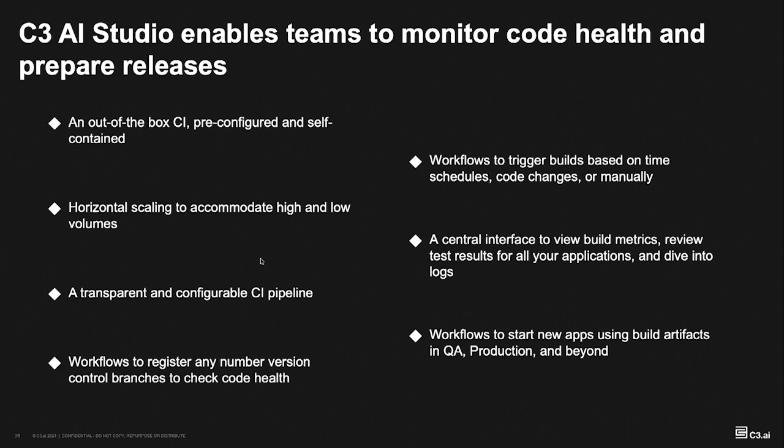There's a transparent and configurable CI. That's what I showed you today. We have defaults, but then it's going to be configurable so that you can adjust it to your specific workflows. There are workflows to register any number of version control branches, which is what I showed you earlier with that form, right? There are workflows to trigger builds based on time schedules, which is sort of the default that we have, but also on code changes so that every time you make a code change, it triggers a new CI process. Or you can do it manually. You can just go there and click trigger new build.